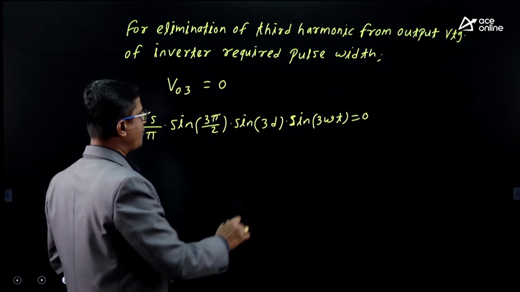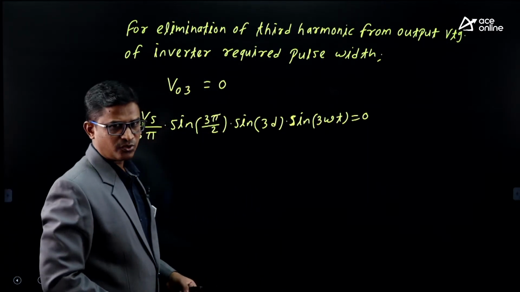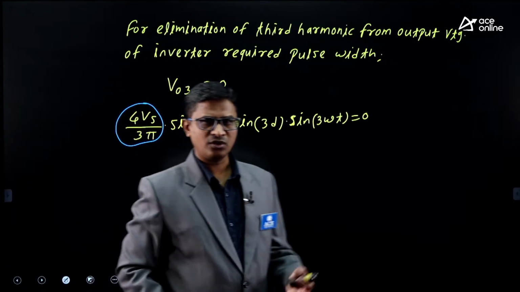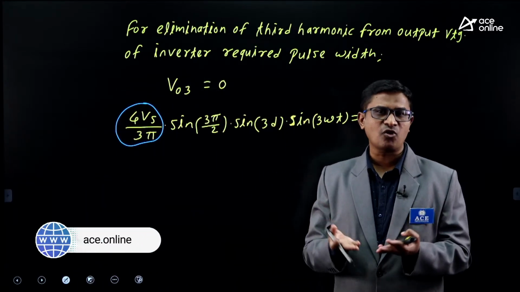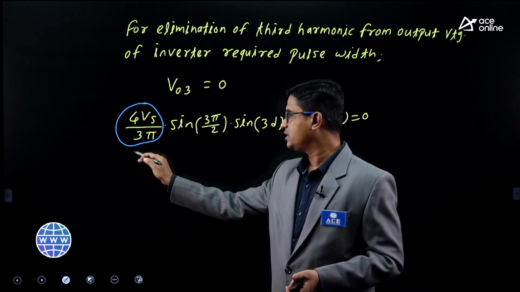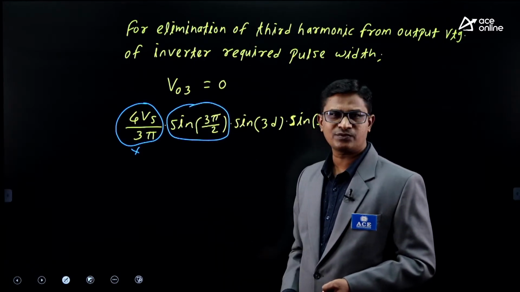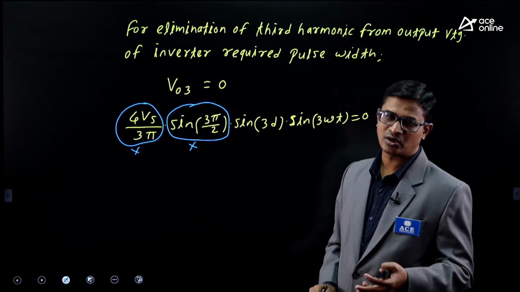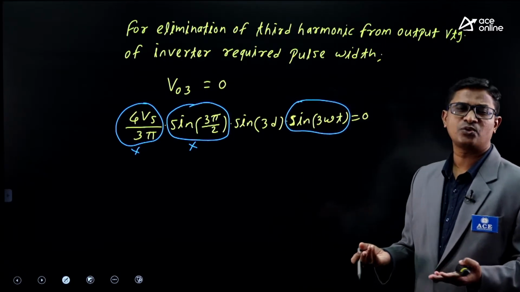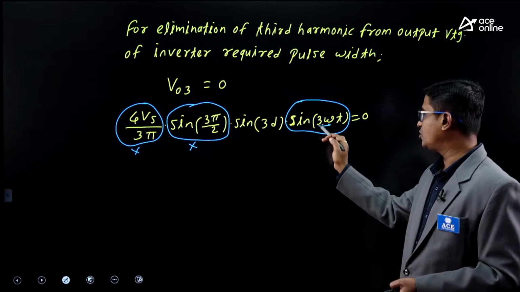Now tell me, if I want this right hand side to be equal to 0, can this 4 Vs by 3 pi be 0? No. Vs is the constant input voltage to the inverter, it is non-zero. 4 is constant, 3 pi is also constant, so this term cannot be 0. Next, sine of 3 pi by 2 is minus 1, so this term also is non-zero. Now, what does sine of 3 omega t indicate? It indicates only the function: V03 is a sinusoidal with a frequency of 3 into omega.